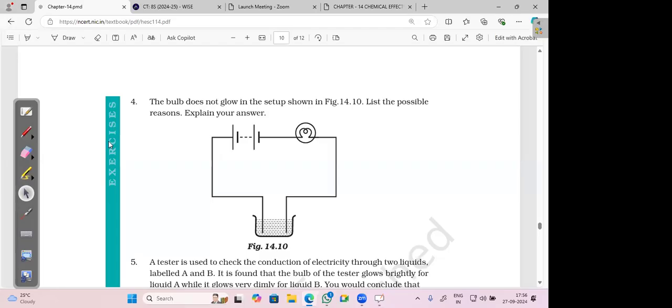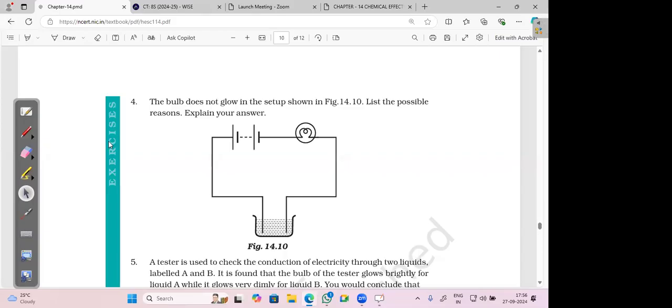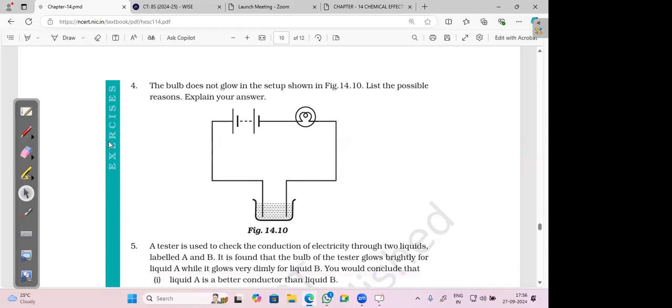So the possible reasons are the liquid may be non-conducting, or the cells may be dead, or the bulb we are using may not have a sufficient amount of current flowing so that the bulb starts to glow. This is the third reason also. The current carrying wire may not be a good conductor of electricity? No, since the wires we generally take are good conductors only, so we don't consider that here.